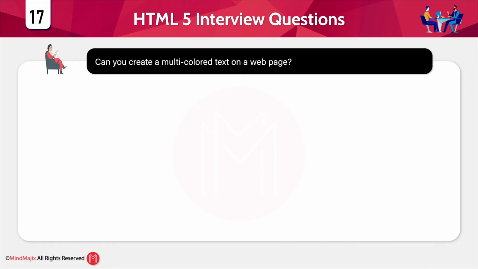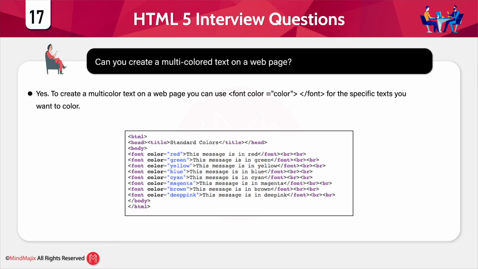Can you create multicolored text on a web page? Yes, multicolored text on a web page, yes, we can go for it. To create multicolored text on a web page, you can use what? Font color equal to some color, either red or blue or yellow, whatever. For the specific text you want to color, you can go for font color. This is what.